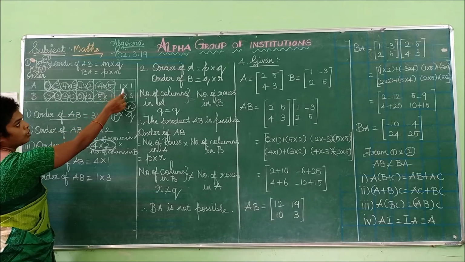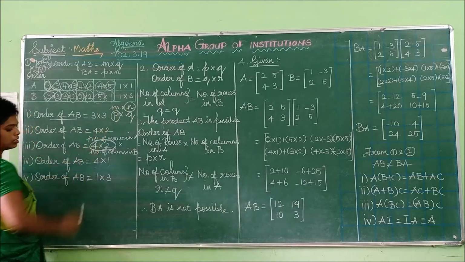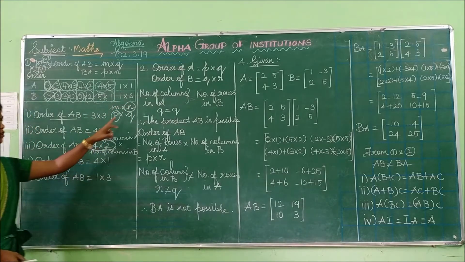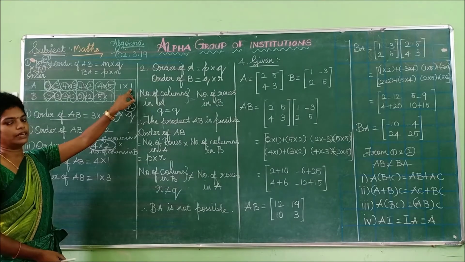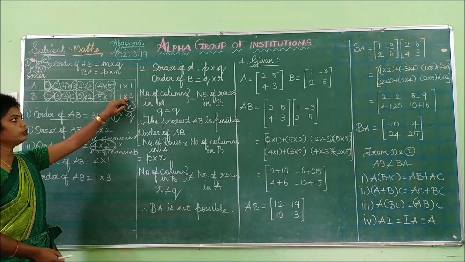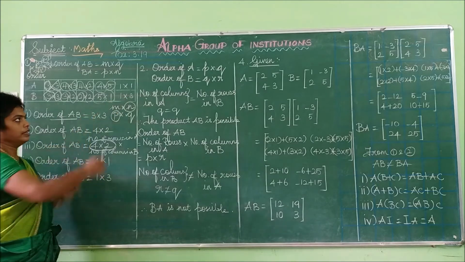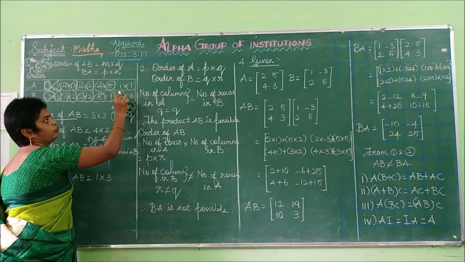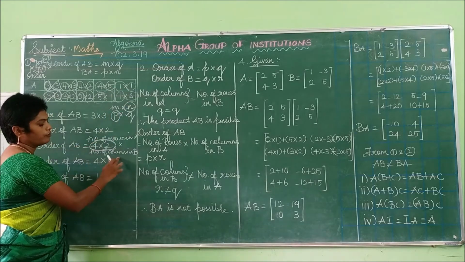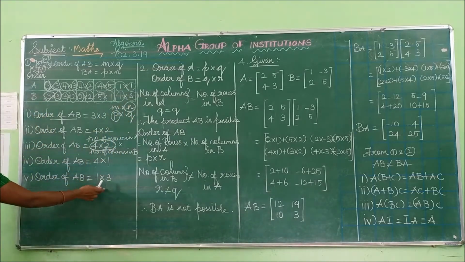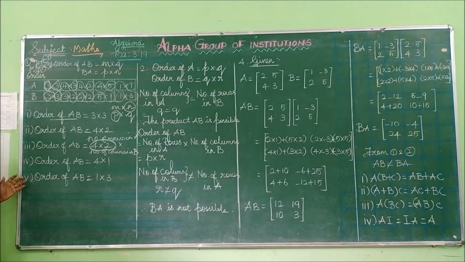So listen to the next one, order of AB for the fifth set. What is the fifth set? 1 cross 1 into 1 cross 3. So listen, first you have to verify number of columns in the first matrix is equal to number of rows in the second matrix. So both are same. Now you can cross and write. Number of rows in A is 1, number of columns in B is 3. So 1 cross 3.